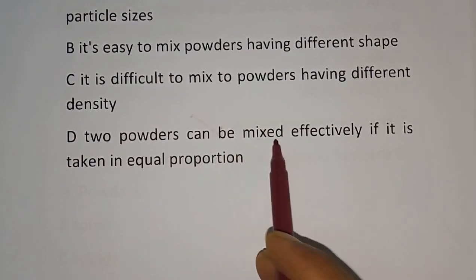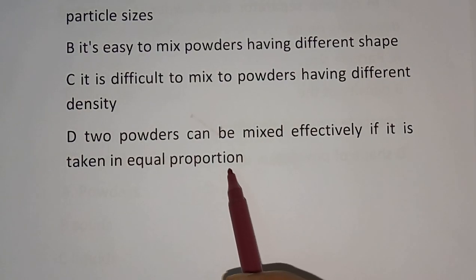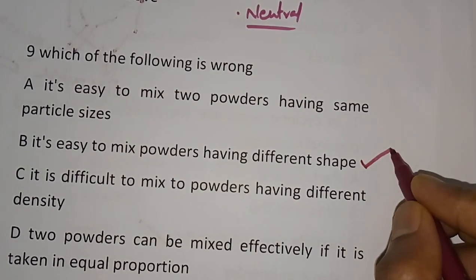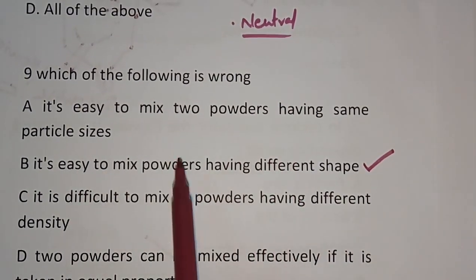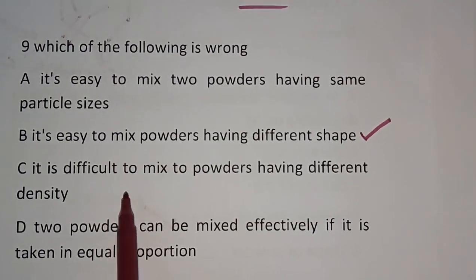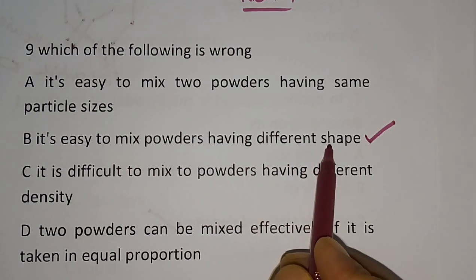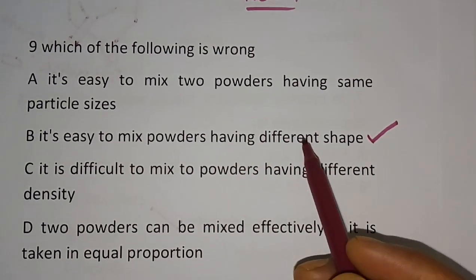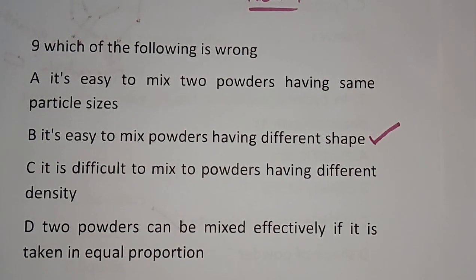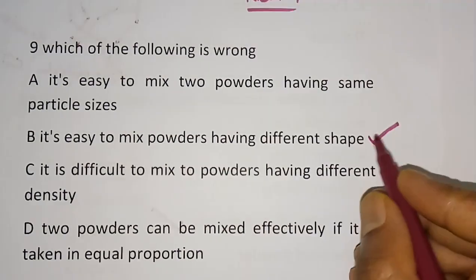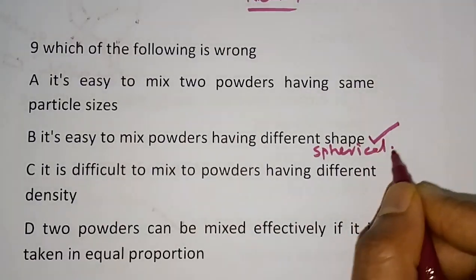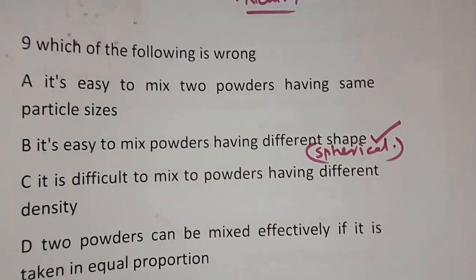Option D, two powders can be mixed effectively if it is taken in an equal proportion. That is also correct. The wrong answer is option B. Which is the wrong statement? The wrong statement is option B: it is easy to mix powders having different shape. No, actually, the ideal particle shape for uniform mixing is spherical shape. So different shape is not preferable. Spherical shape is more preferable. Okay. Now we will move to the next question.